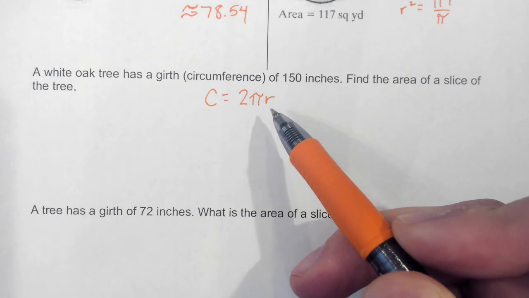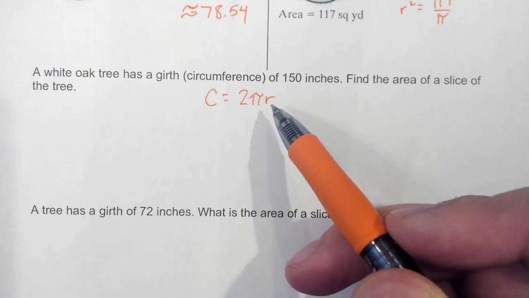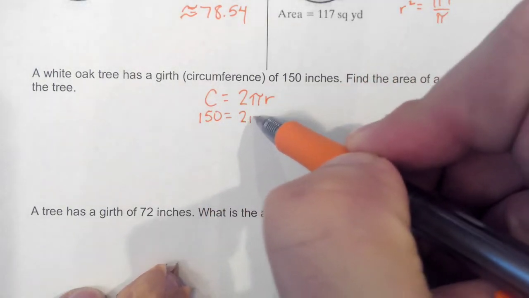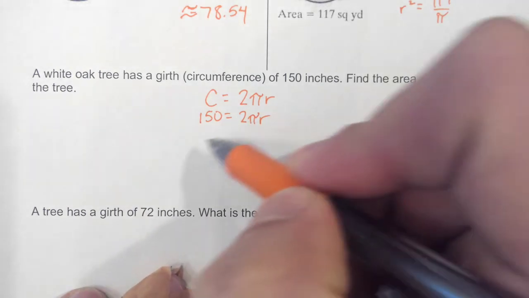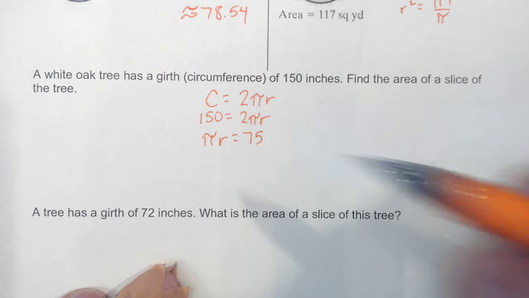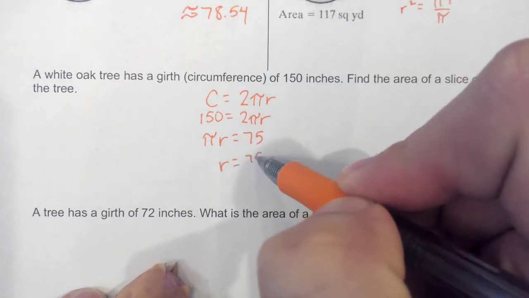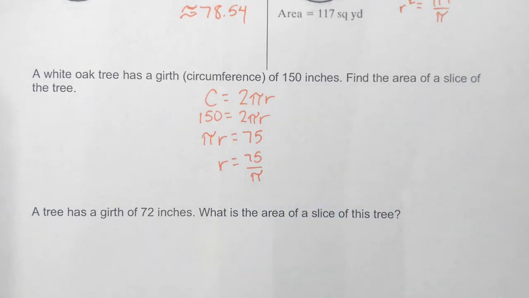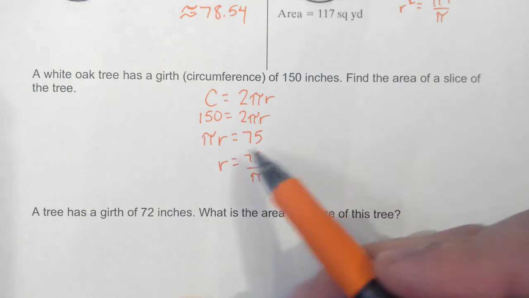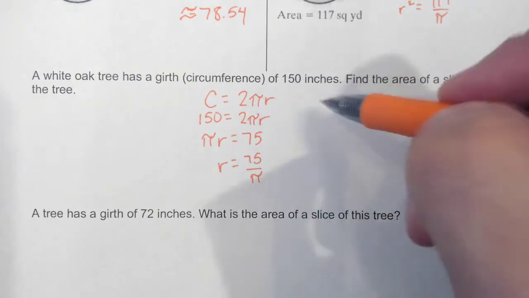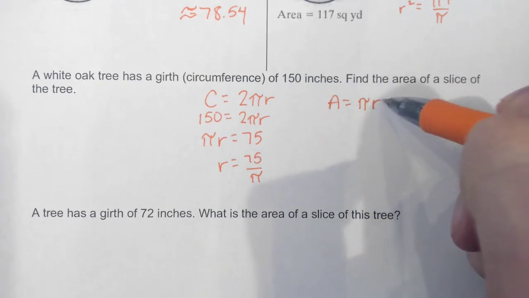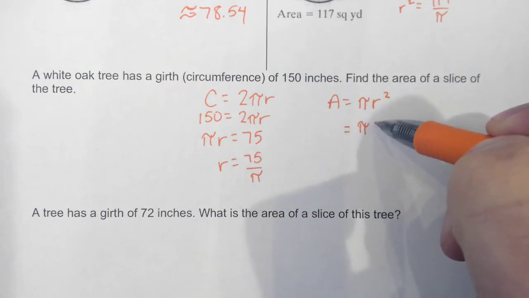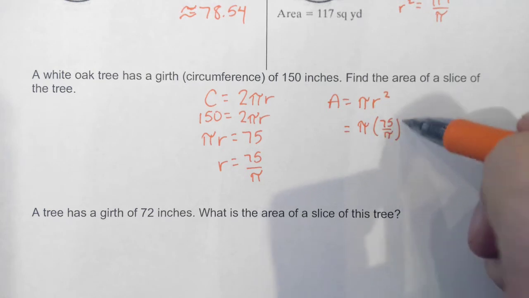With this formula, we can find the area by plugging in what we know. 150 is the circumference. You would divide by 2, and pi r would equal 75. So the radius is 75 divided by pi. I don't know if they want an exact answer or a rounded answer, so I will give both. If this is my radius, to get the area, it's going to be pi times the radius squared. So that's going to be pi times 75 divided by pi, squared.